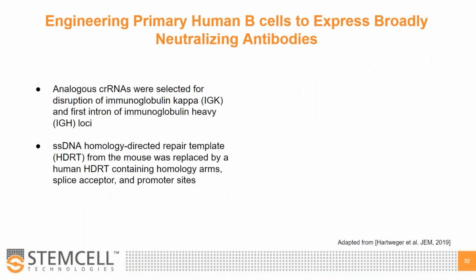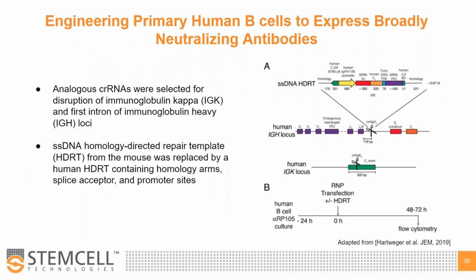They were also interested in seeing whether they could adapt this system to be used for primary human B cells. For this, they designed new analogous CRISPR RNAs that would be able to disrupt human light and heavy gene loci. And they used a similar strategy. The single-stranded DNA homology-directed repair template would be replaced by a human one and inserted into the heavy chain. And this template, as before, contains homology arms, splice acceptor, and promoter sites.